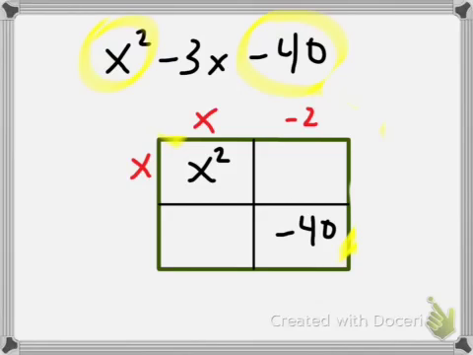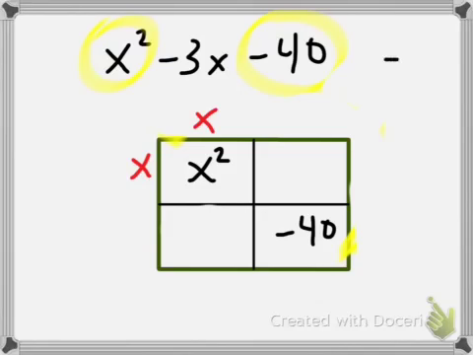Now we want also two numbers that would multiply to give us negative 40. How about negative 2 and 20? We fill in the box, and we get 20x and negative 2x. But those add up to 18. What do we want them to add up to? Right, so clearly we can't do that. So let's get rid of those.